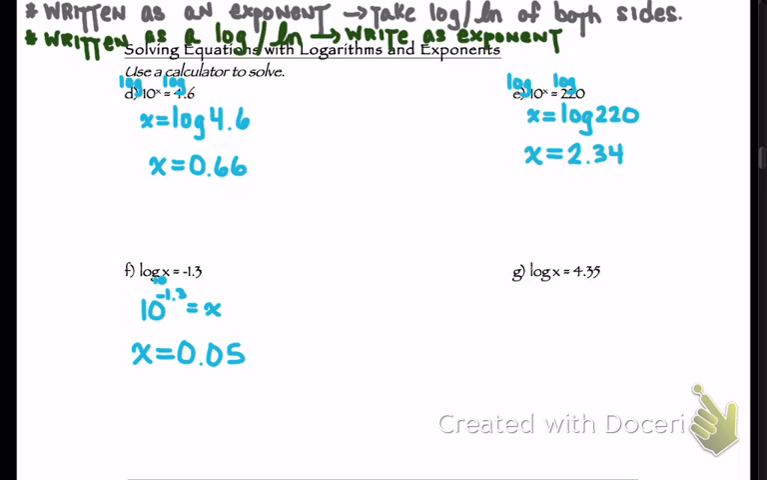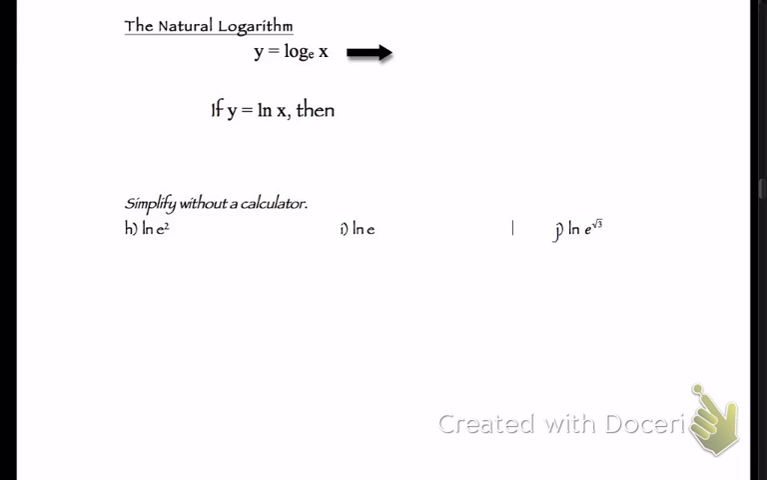Okay, so hopefully that went okay. Letter G, pretty much the same deal. It's understood to be in base 10. It's written as a logarithm. I know the inverse is to write it as an exponent. So 10 to the 4.35 equals x. Do that in your calculator, and voila, 22,387.21 is what pops out. Hopefully that went okay.